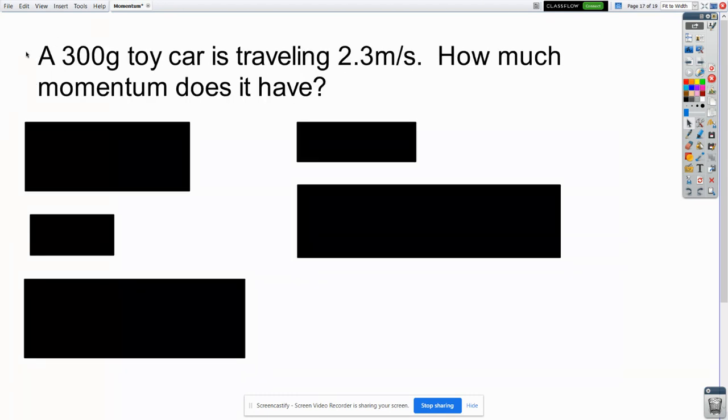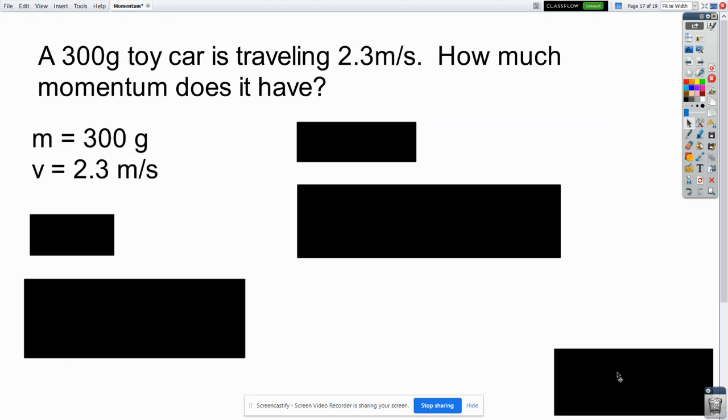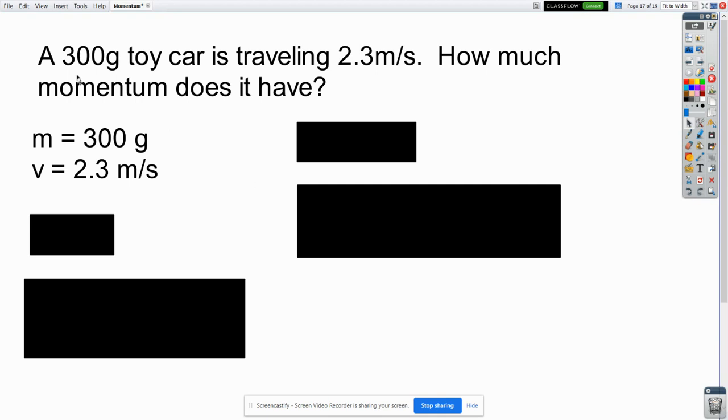Take a look at this. A 300-gram toy car is traveling 2.3 meters per second. How much momentum does it have? Doesn't sound much different than the last one. Grams measure mass. Meters per second measure velocity. We still want to know what kind of momentum it's got, P. But there is a twist in this, and hopefully you've seen it already. Right there.